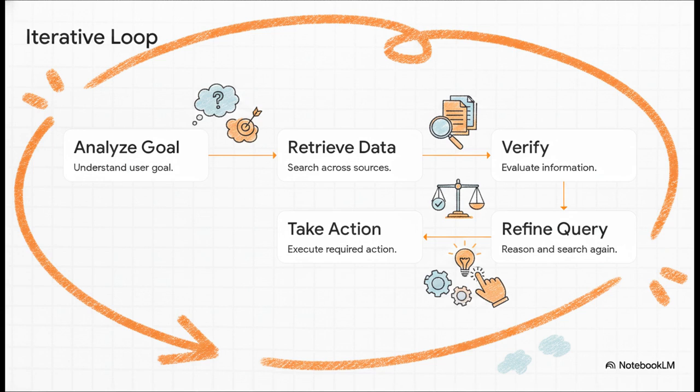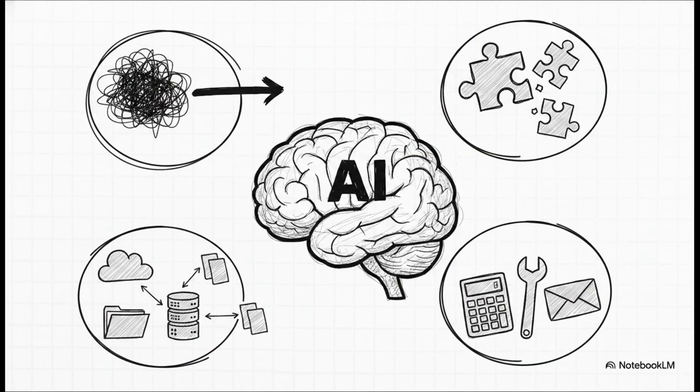It's checking its own work. Once it's finally satisfied that the data is rock solid, only then does it move forward to take action. The magic here is entirely in this reflective, repeating loop. Now, the way it pulls this off is by using some pretty advanced techniques behind the scenes.